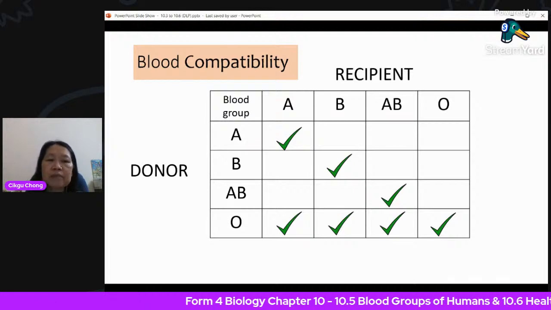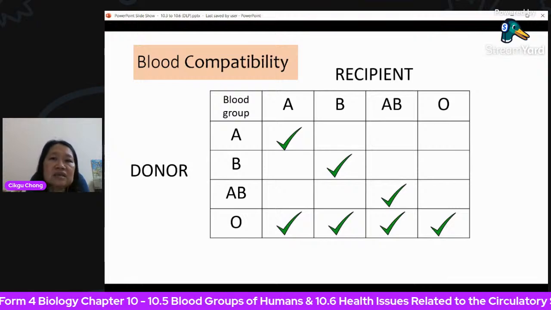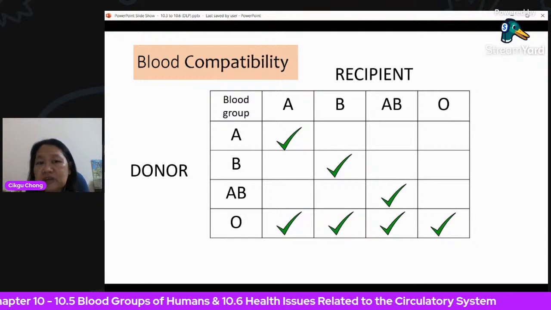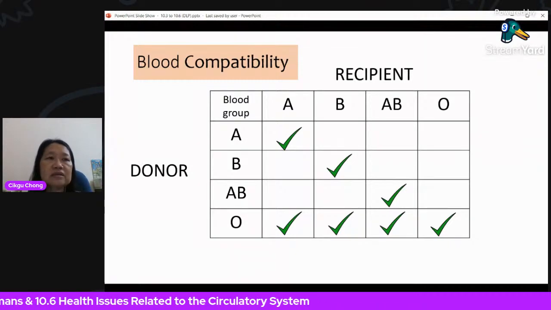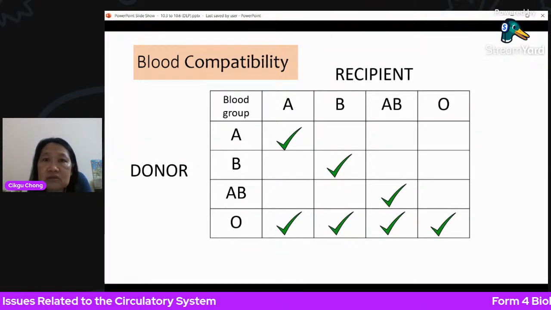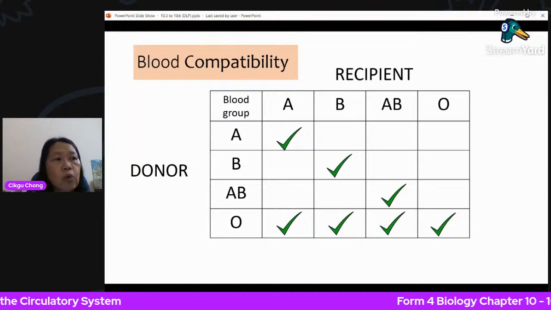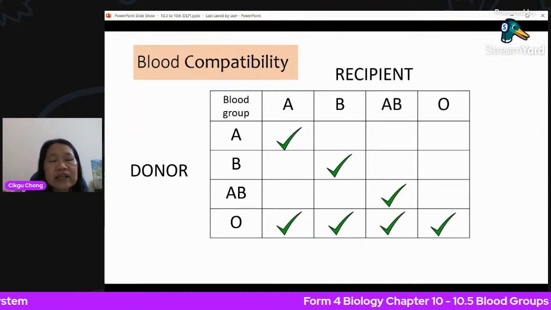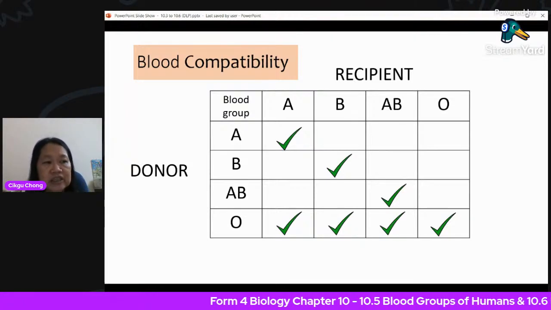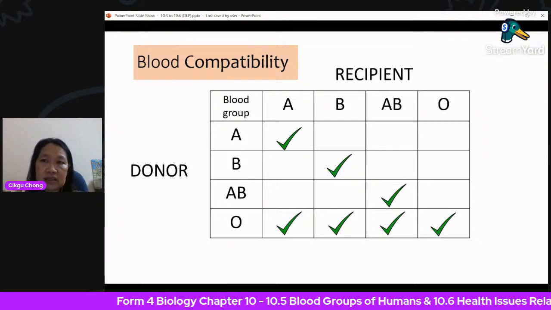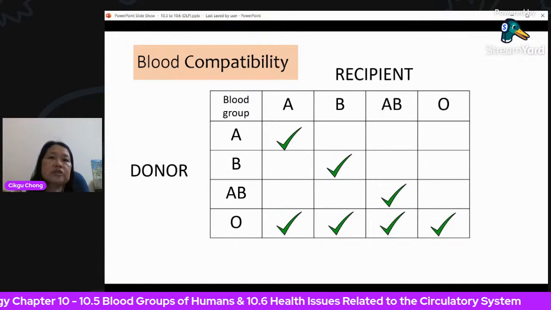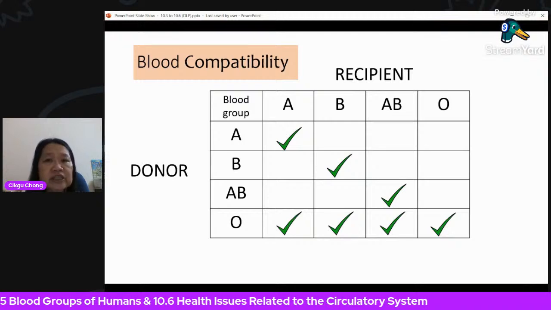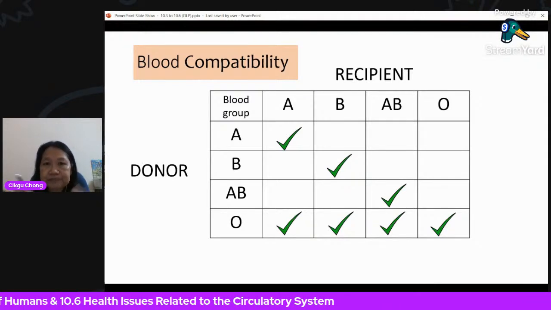The reason is because blood group O does not have antigen A, neither does it have antigen B. So it's important for you to recognize it's actually the antigen that causes the reaction, not the antibody. You see what comes in. You must see what this blood has. If this blood has the antigen, look at the receiver. Can it produce the antibody? If it can, then agglutination will happen. So this is done.